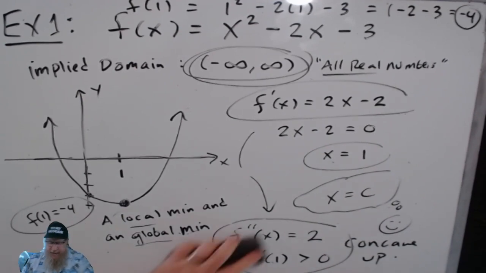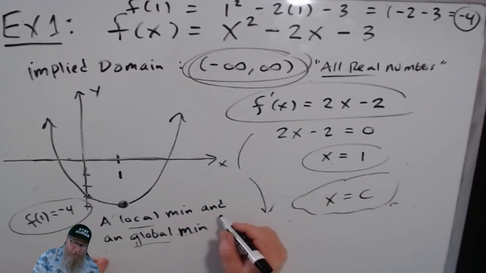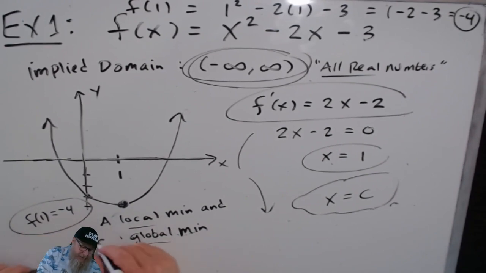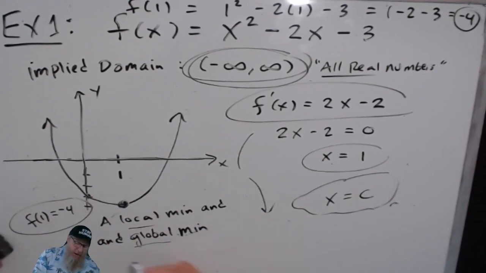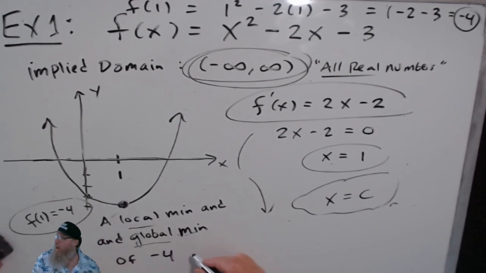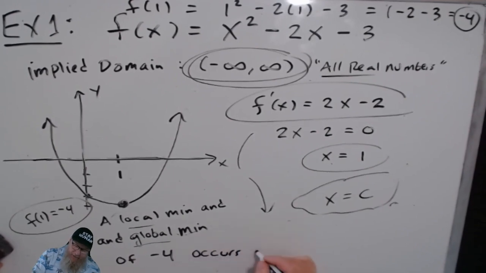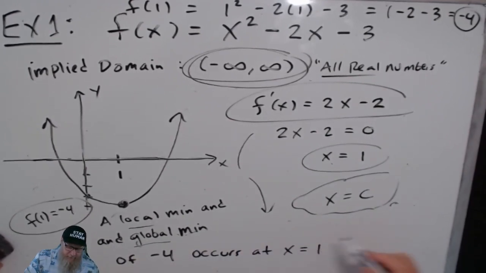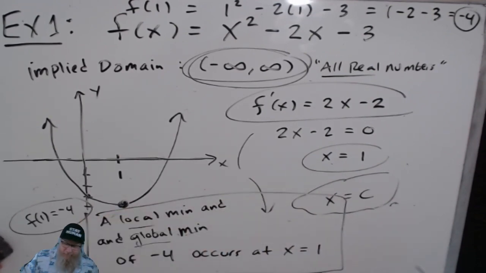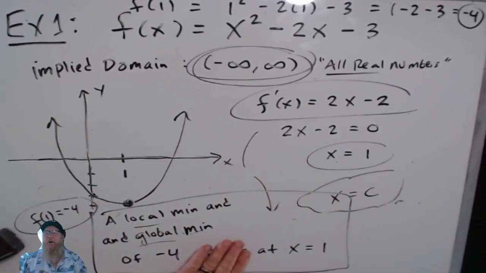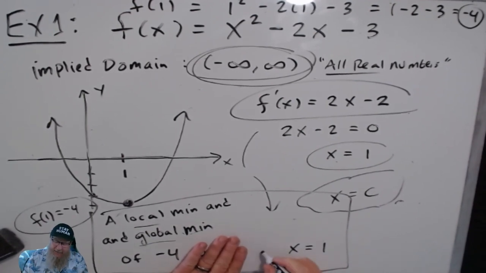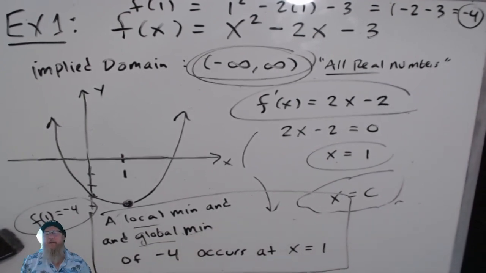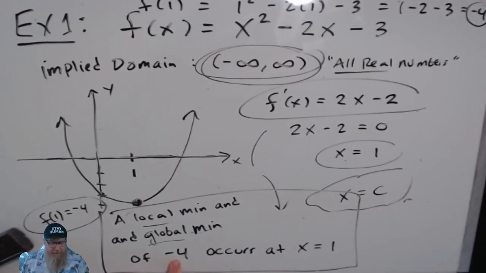And so this is the way we say it. We say a local min and global min of negative 4 occurs at x equals 1. Sometimes we omit the word occurs and we just say at. If you just say at, it's implied that I mean occurring at, but sometimes I say it. So we say the y value first. The global min of negative 4 occurs at x equals 1.